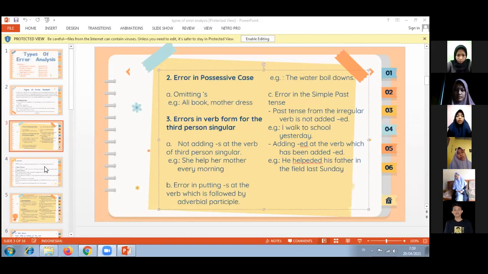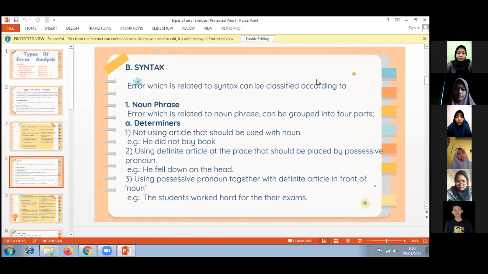C. Error in the simple past tense. Past tense of an irregular verb is not added ed. Example: I walked to school yesterday. And adding ed to a verb which has already been added ed. Example: he helped his brother in the field last Sunday. Okay, the next material will be delivered by Oni.